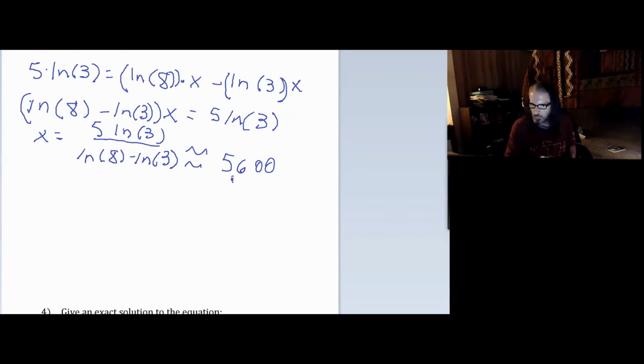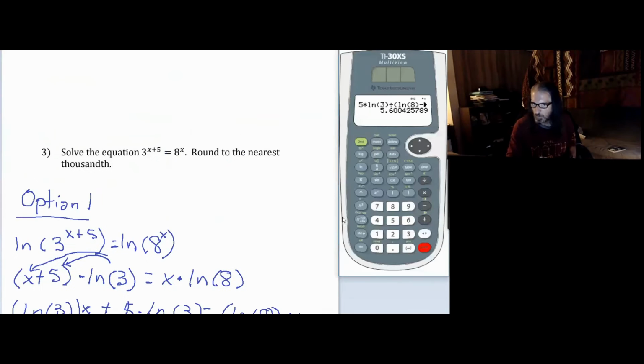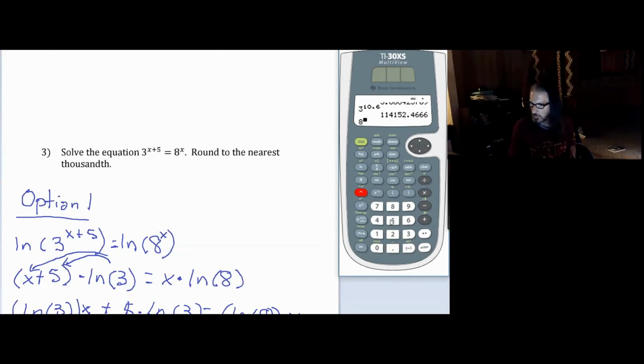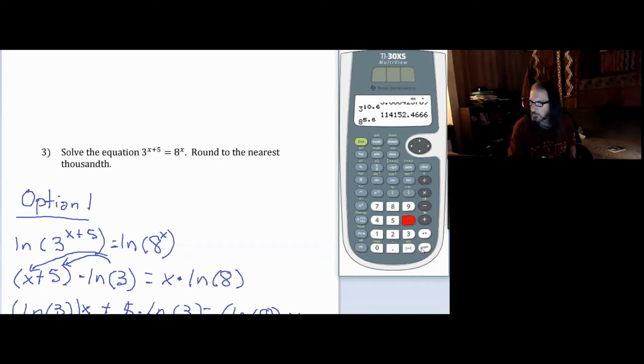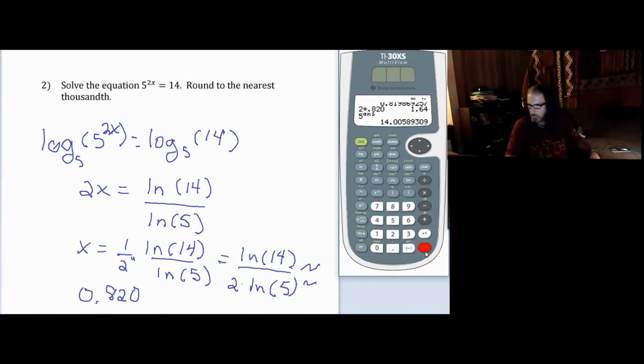Checking that. If we were to put that into this exponent, 5.600 plus 5, that'd be 3 to the power of 10.600. Whereas we're just putting in the 5.600 as the power of 8. And it's because of the rounding that these are that far off. But still, 114,100 something. They're both pretty close.